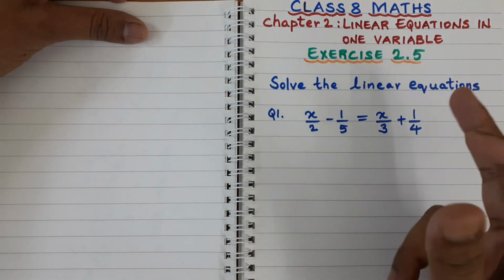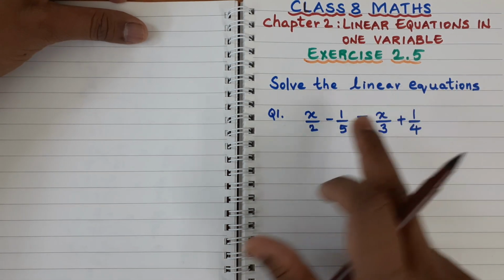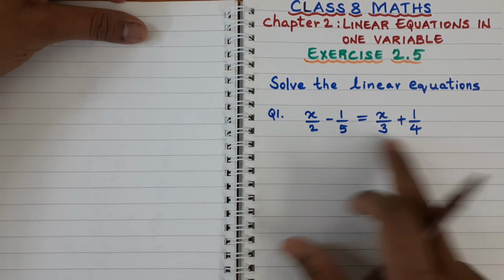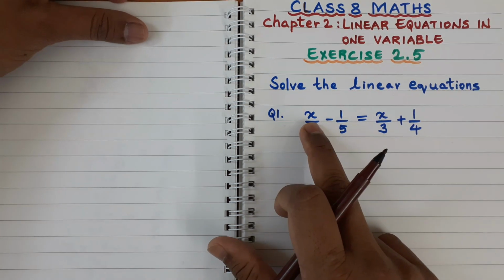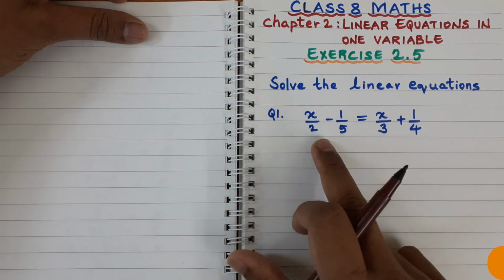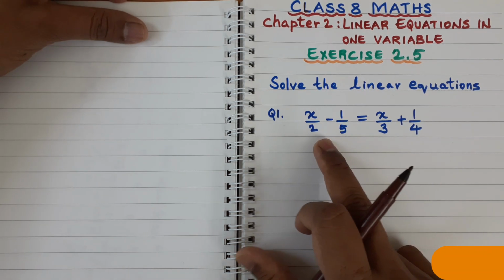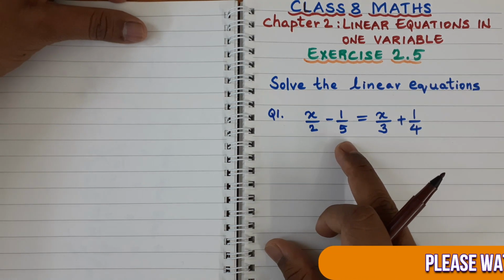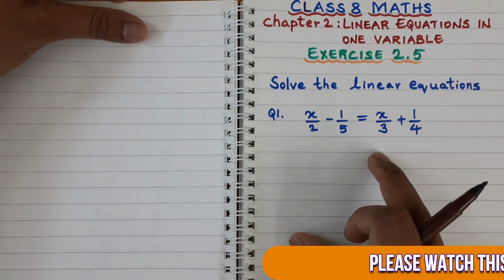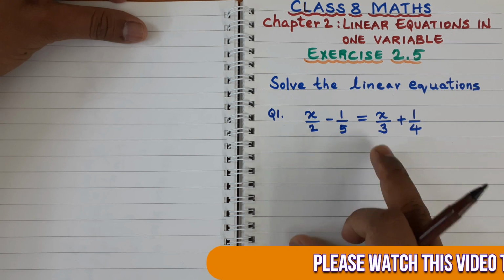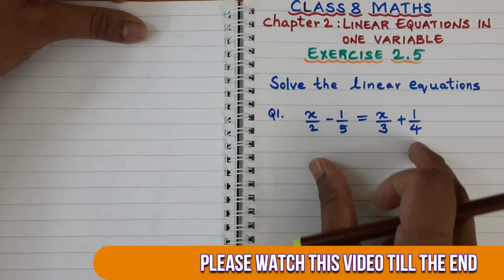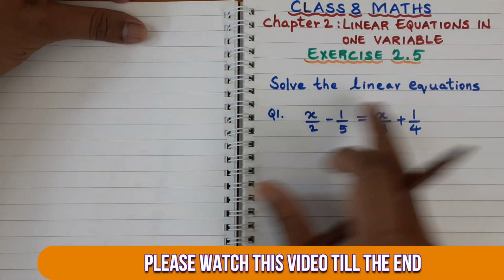Students, actually solving an equation means finding the value of the variable. If you see in this question we have the variable x. If we find the value of this variable, I mean the answer of this variable, then the equation will be solved. Then the question comes, how can we solve the equation? We have to use the transposing technique. I will show you in this video. So students, let us start the video.